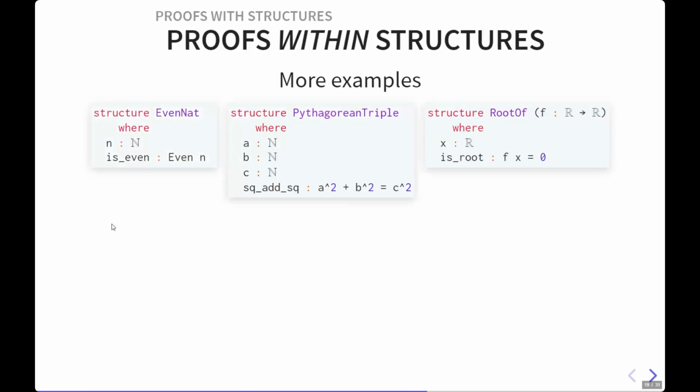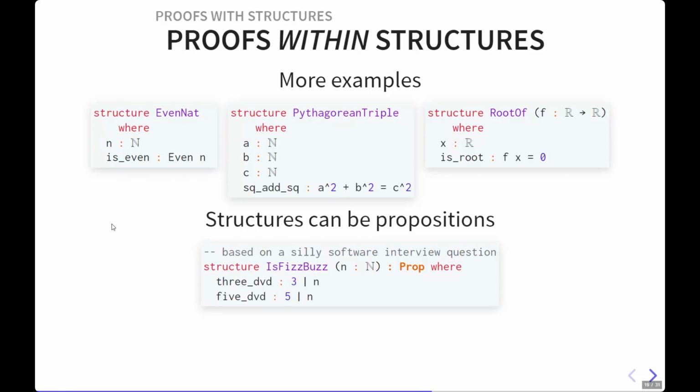And you might have a structure that takes a function as a parameter. So this is the type of roots of f, where it contains the root x and a proof that f evaluated at that x is 0. And the exercises will have you produce terms of these types.